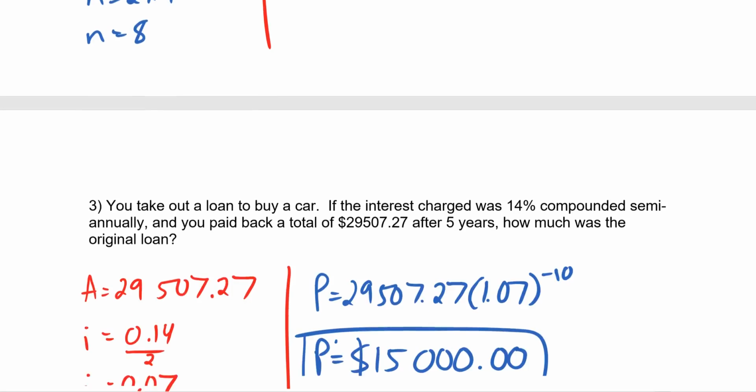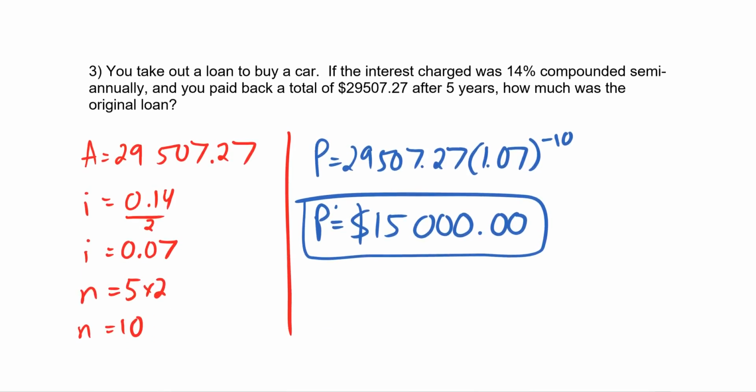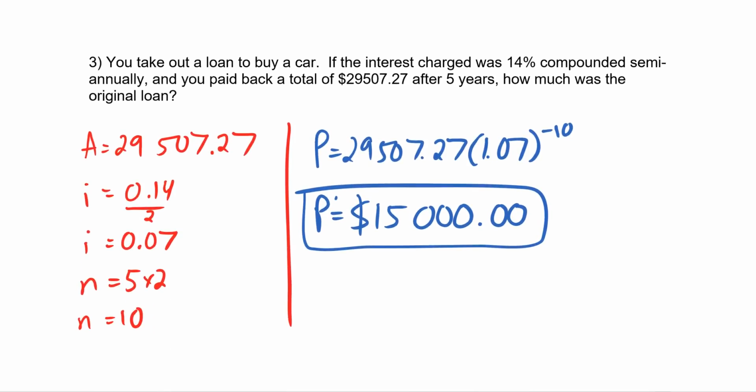Now, the last question, remember that interest can work against you as well. So if you borrow money to buy a car, you will be charged interest. So this interest rate being charged is 14% compounded semi-annually, and you paid back a total of $29,507.27 after 5 years. So that $29,000 was after the 5 years of the loan. That's how much you paid back in total.